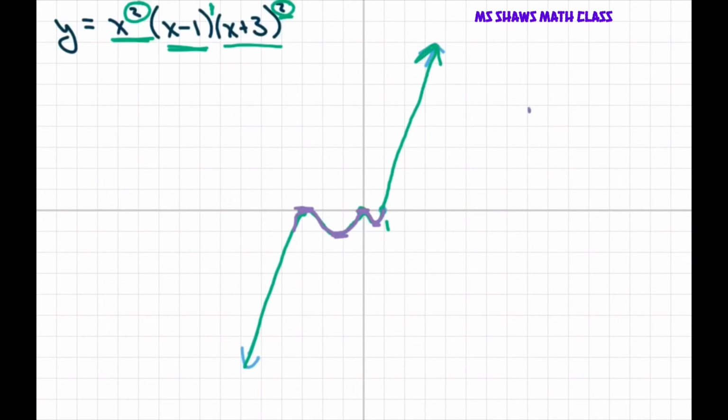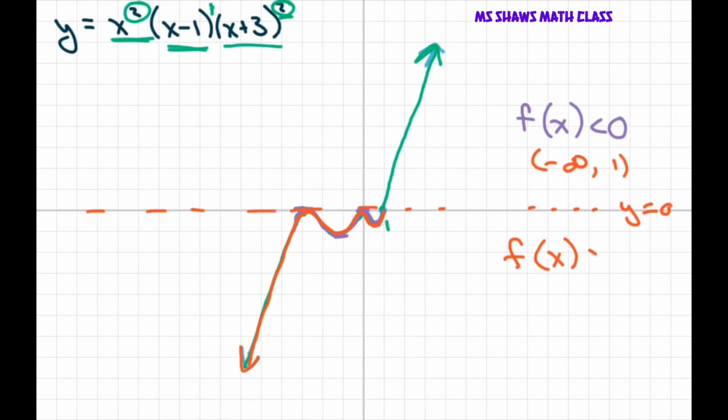Now let's look and see where our y is negative, or f of x is negative. That means where is the graph below the y equals 0 line? And that is right in here. So negative infinity all the way to 1, looking at your x-axis. And where is f of x positive? Well, that would be this portion where it's above the y equals 0 line, right there. So that's going to be from 1 to infinity.